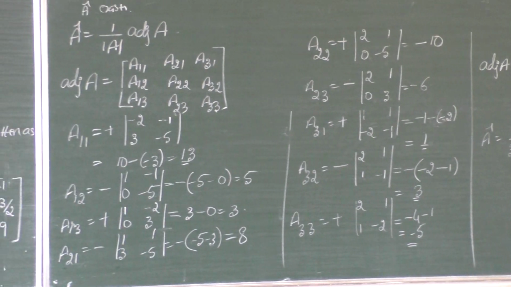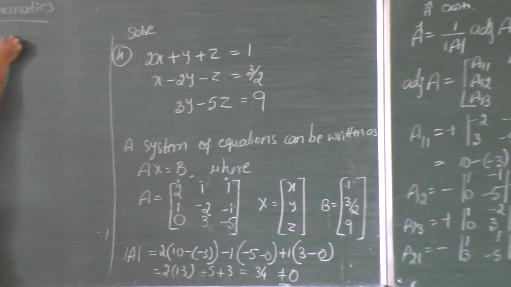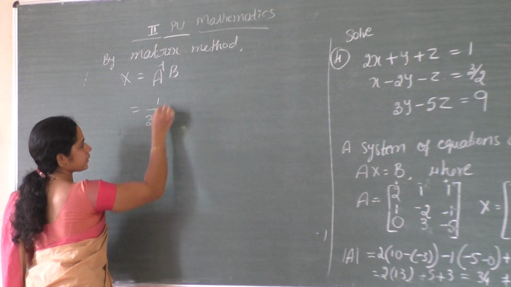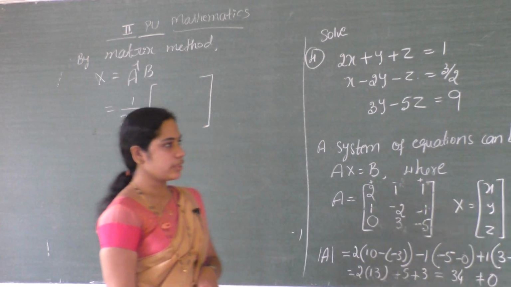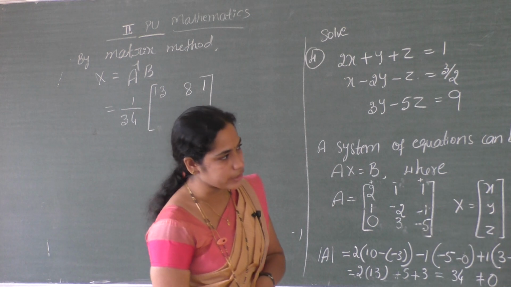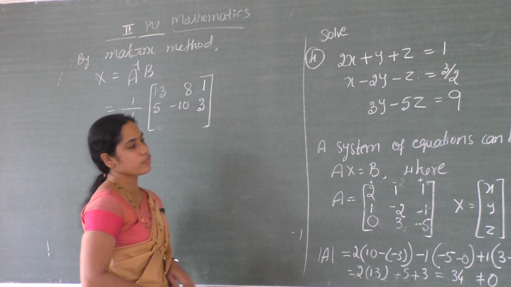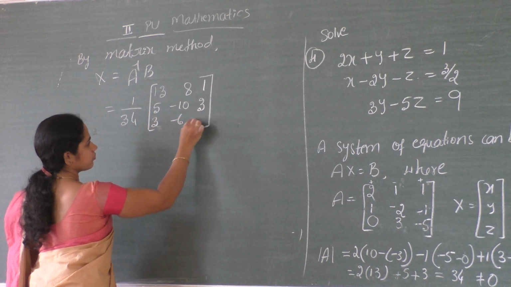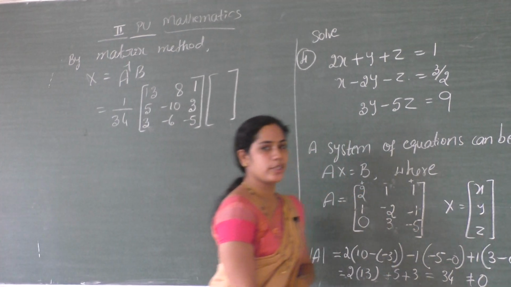Next, by matrix method, X equal to A inverse into B. Here A inverse is equal to 1 by 34 into 13, 8, 1, 5, minus 10, 3. Last row 3, minus 6, minus 5, into B. What is B? 1, 3 by 2, 9.